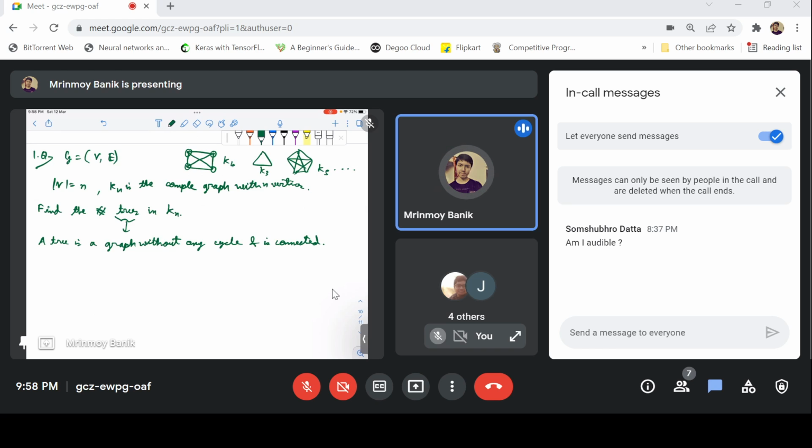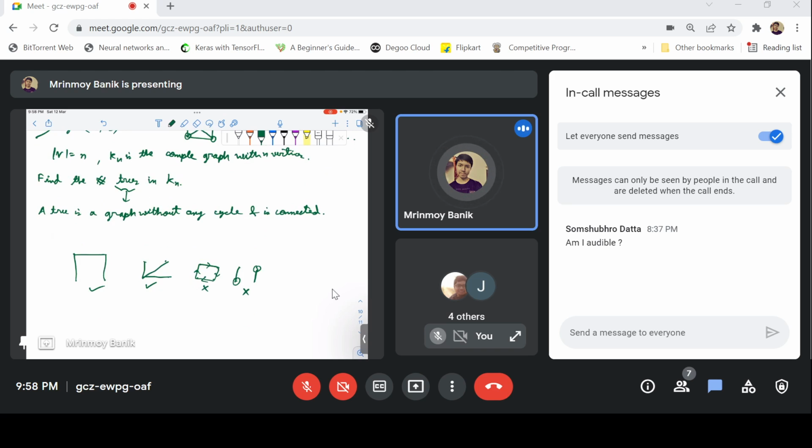Maybe direct, maybe indirect, but in this case, with the 4 vertices, this is a tree, this is a tree, this is not a tree, this is not a tree since it has a cycle, and this is not a tree since it's disconnected. There is no path from this vertex to this vertex.